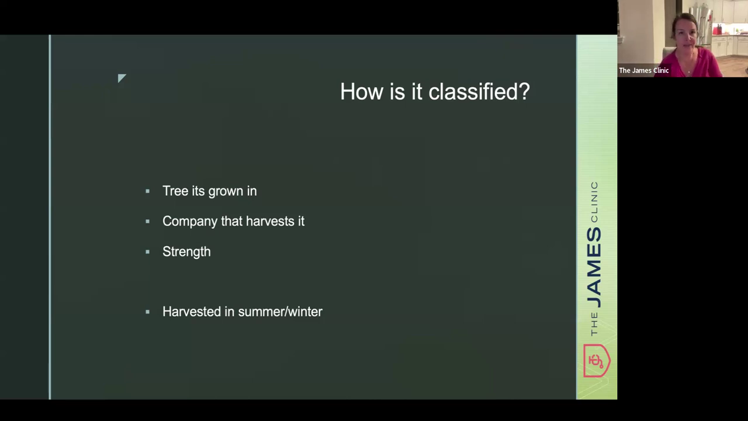So again, they're classified based on the tree that it's grown in, the company that harvests it, and then the strength. And the strength is not all the same. It's not all milligrams. Some of them are milligrams, some of them are more of a rating scale from A to H. So there are some complexities to that.